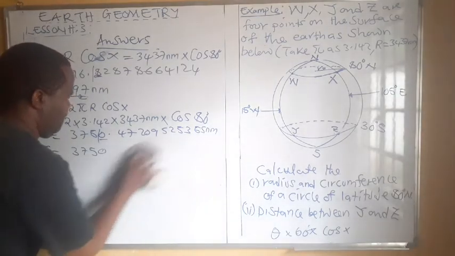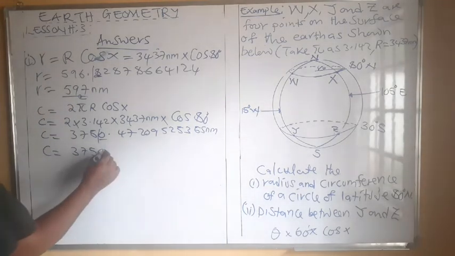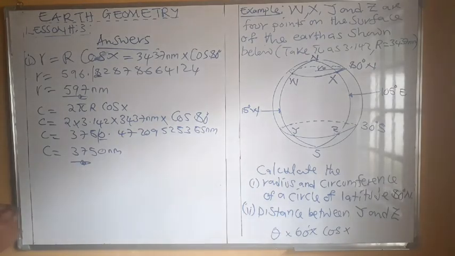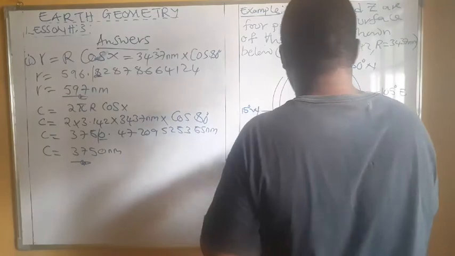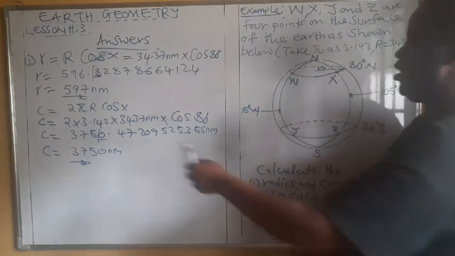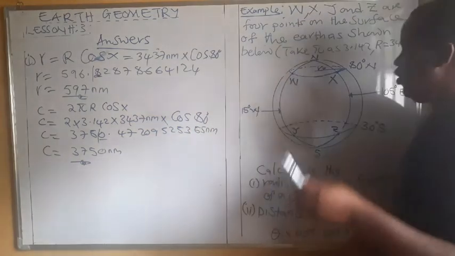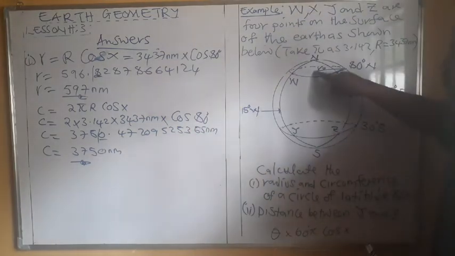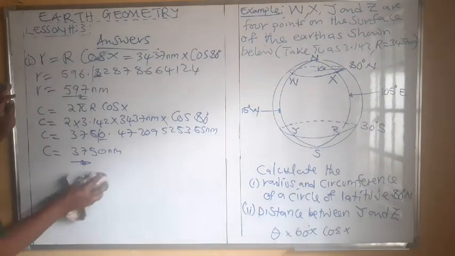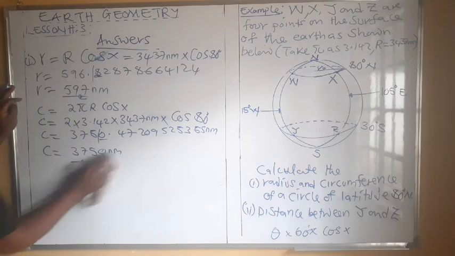So that is the circumference, 3,750 nautical miles. What we mean by that is that the distance around this circle, when you were to measure, you'll get 3,750 nautical miles. But the distance from here up to there, you get 597 nautical miles. I hope that is okay. Alright, so for Roman numeral 2, allow me to erase. I hope we have been able to copy.